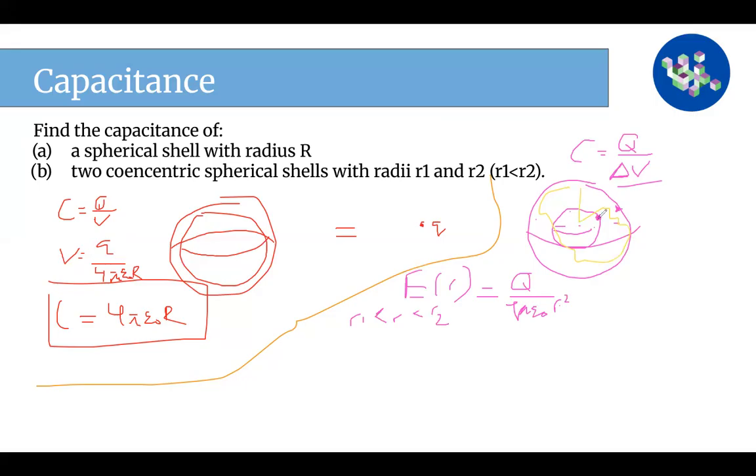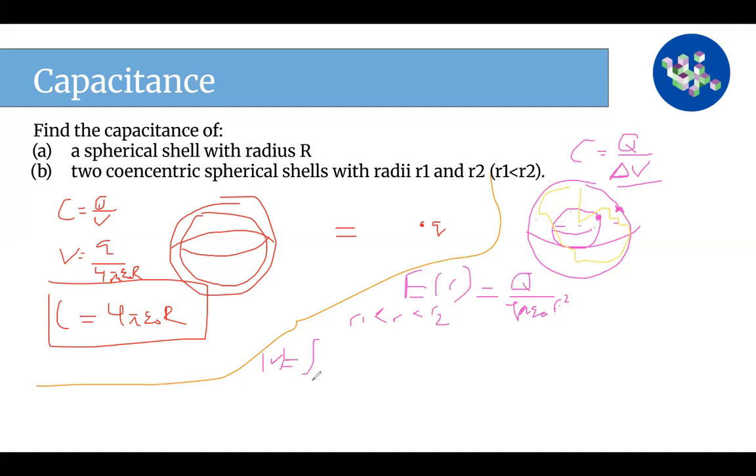So if I want to find the potential difference between the two shells, I'll just do the voltage difference. V would just equal, I'll just do the magnitude, because the sign doesn't really matter here when we're doing capacitance.